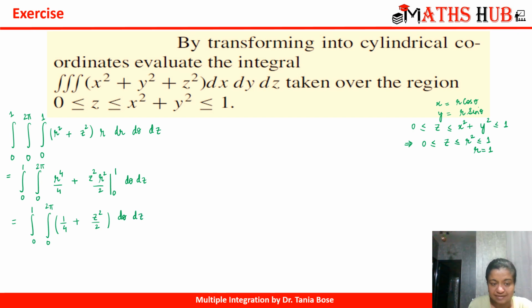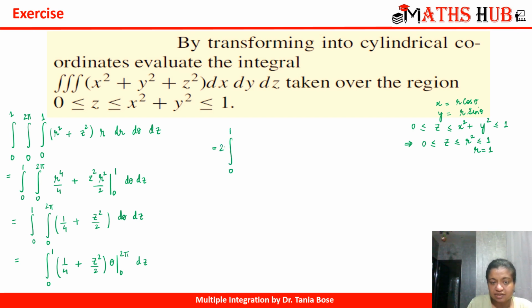So now for the next integral, we have to integrate with respect to theta. So this term will be constant. So we will have 1 by 4 plus z square by 2 integrated with respect to theta, put the limits from 0 to 2 pi, and the final integration is with respect to z. So that will become 0 to 1. You will simply have 2 pi.